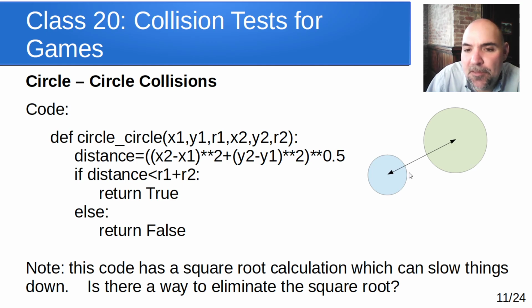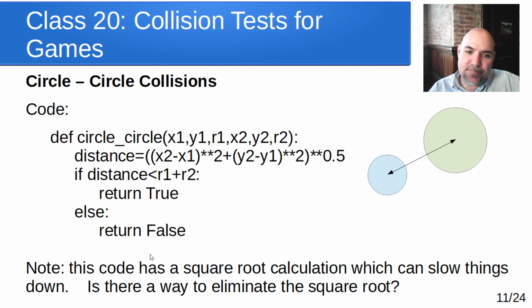So again, this is just Pythagorean theorem, using the difference in x, difference in y, to get the 2 legs of the triangle, squaring both of those, and then taking the square root of that to get the hypotenuse from the square of the hypotenuse. So to take the square root, I'm just raising to the 1/2 power. And then what we do is we say, hey, if the distance is less than, in other words, if this distance is shorter than r1 plus r2, return true.